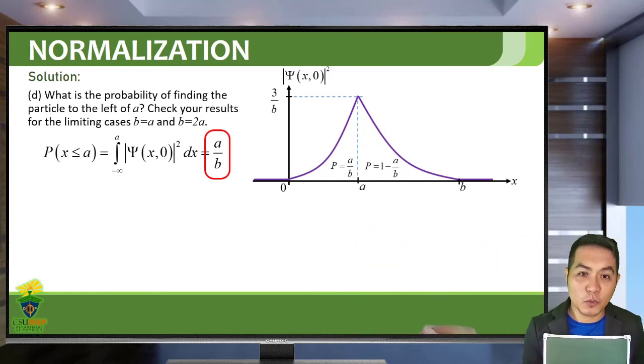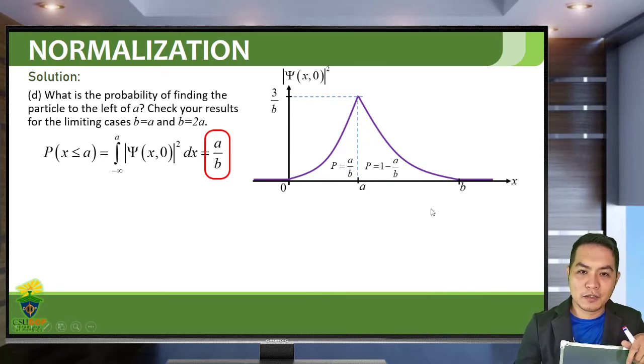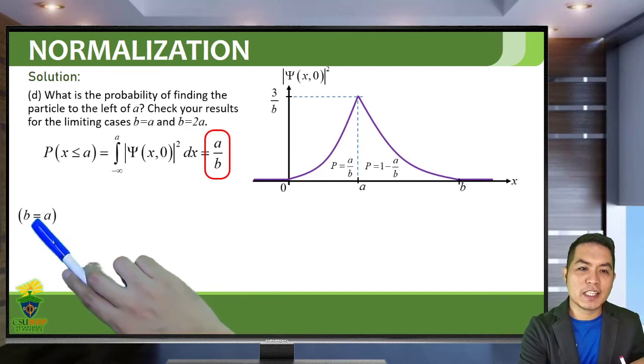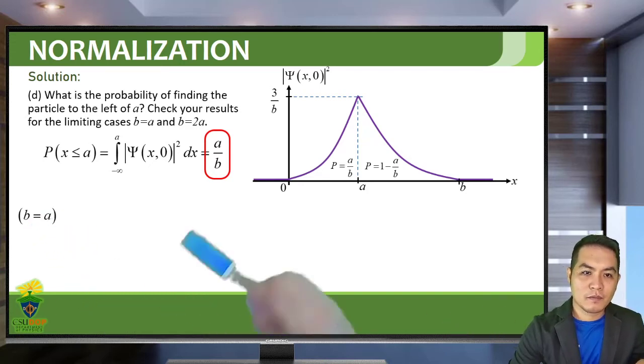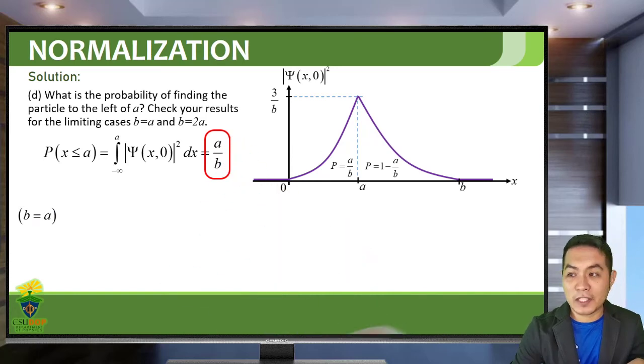So if you add these two probabilities, it's equal to 1. There are only two sides of our distribution here, to the left of a and to the right of a. So let's now check the limiting cases. b is equal to a. If b is equal to a, then b is just a over a, so the probability is 1.